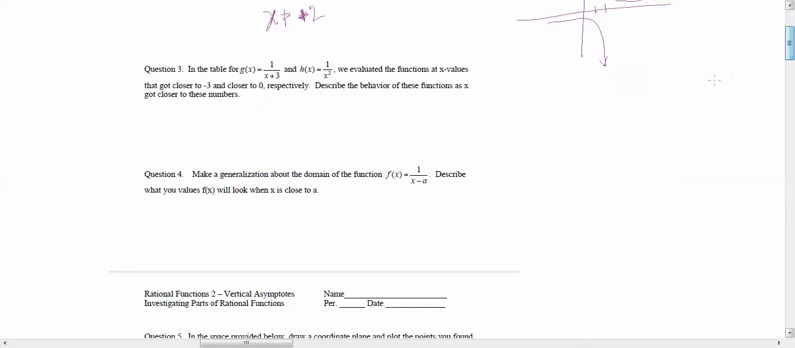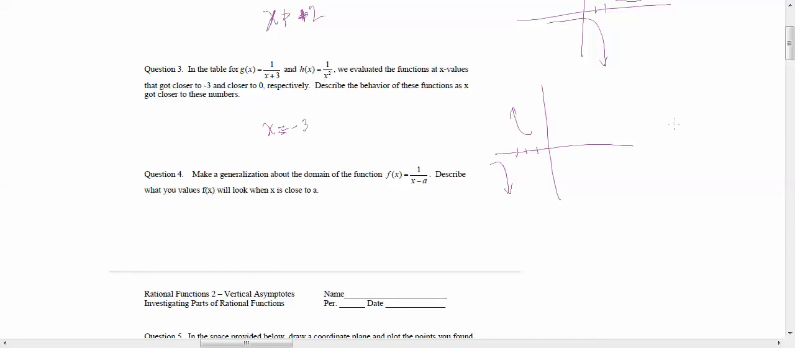Alright, let's take a look at this one right here. G of x is equal to 1 over x plus 3. Well, the domain of that is x cannot equal negative 3, which tells me there's a vertical asymptote at negative 3. 1, 2, 3. And it's going to do the same thing. It's going to deflect down here and it's going to come up here.